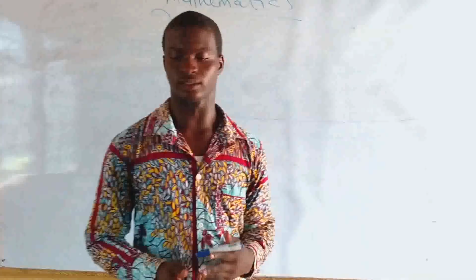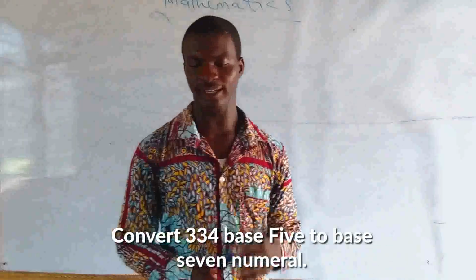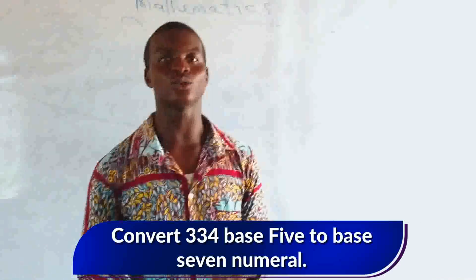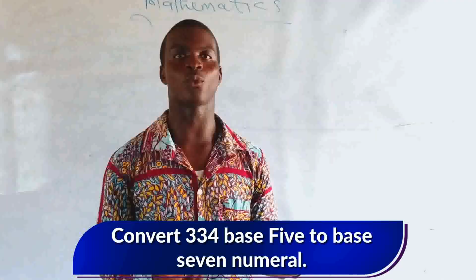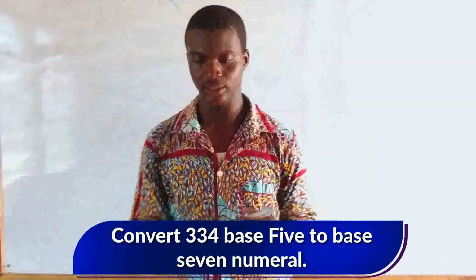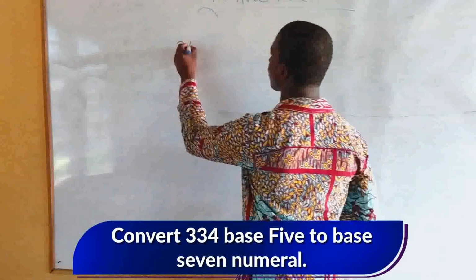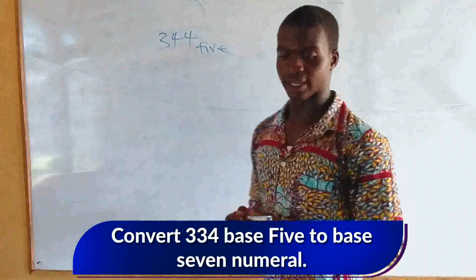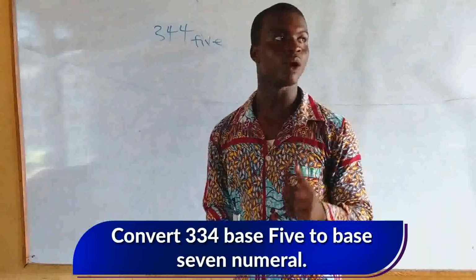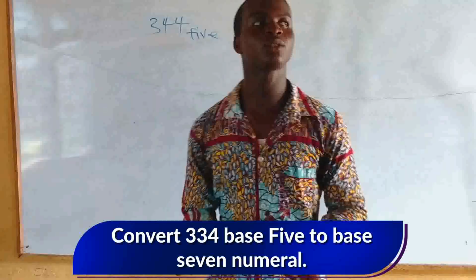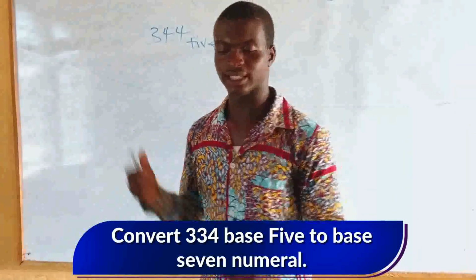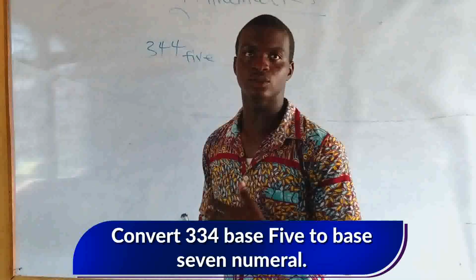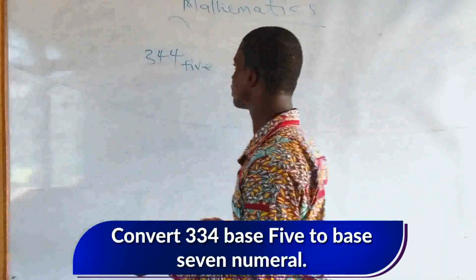Starting with our 5th question. Our 5th question says convert 344 base 5 to base 7 numeral. So this is converting from one base to another base other than base 10. So 344 base 5 to a number in base 7 numeral. What you have to do is, first of all, change this to base 10, and then you convert from base 10 to base 7. And so this is what you do.